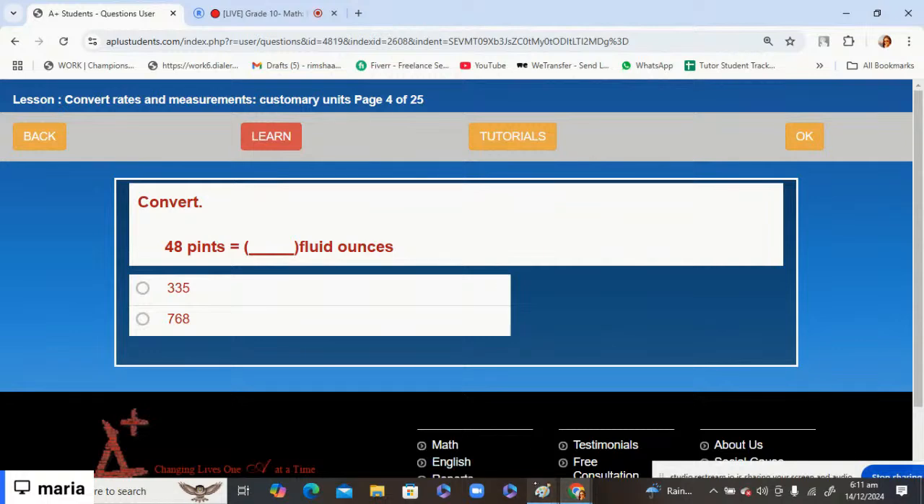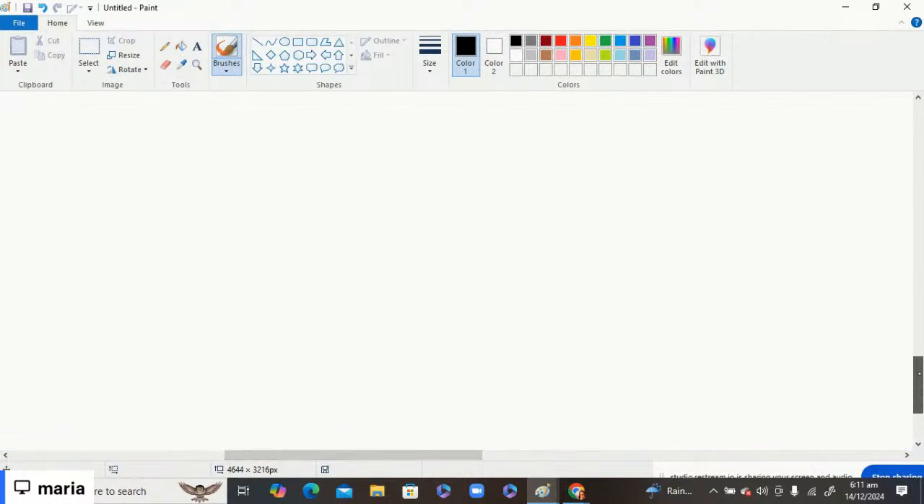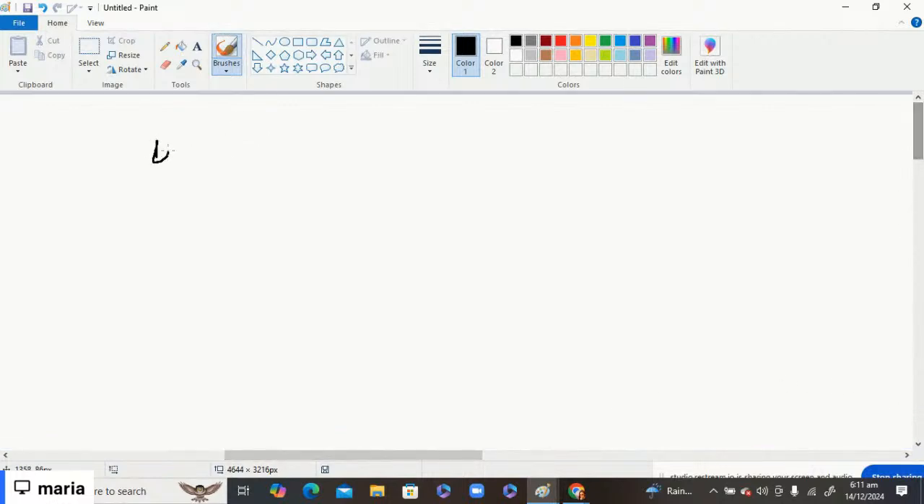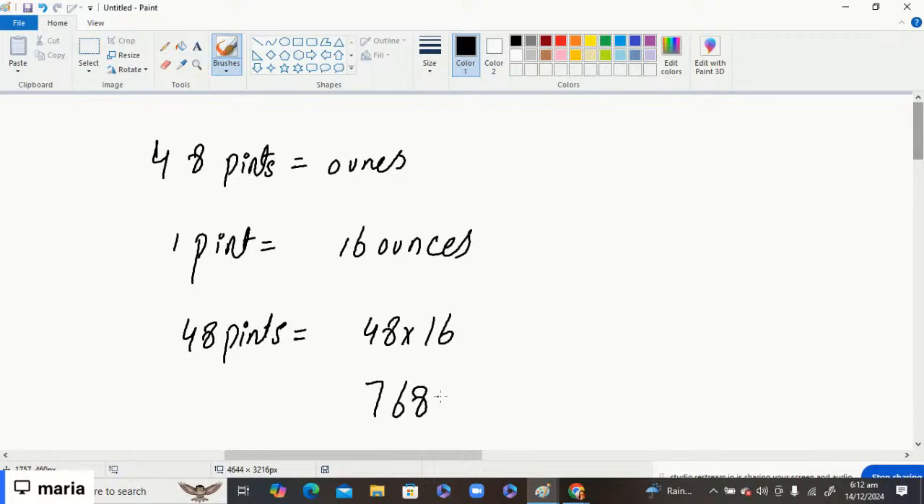48 pints is equal to how many ounces? As we know that 1 pint is equal to 16 ounces. So 48 pints is equal to 48 times 16. That is 768.